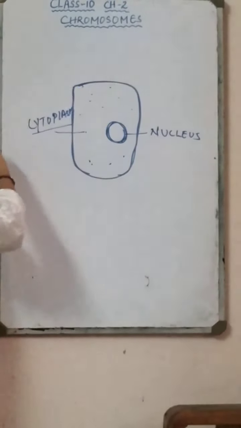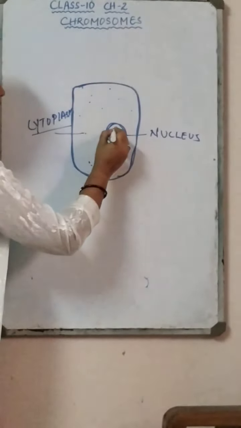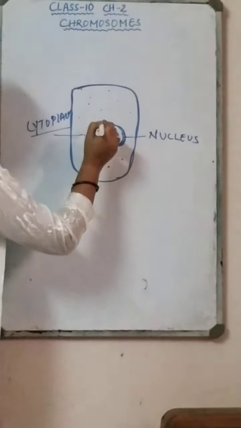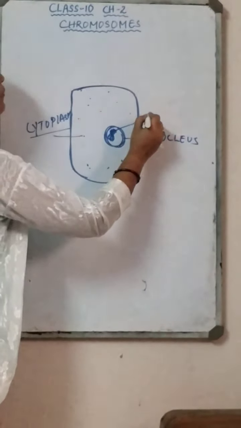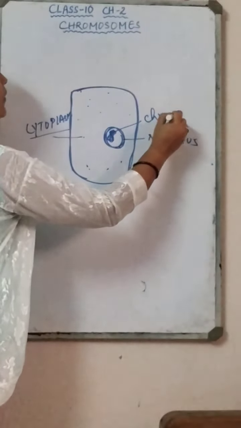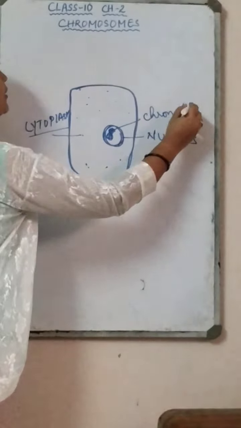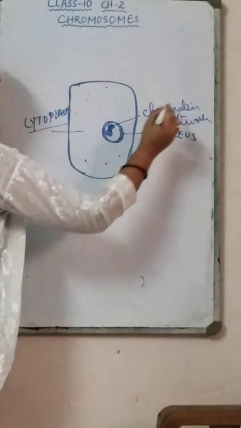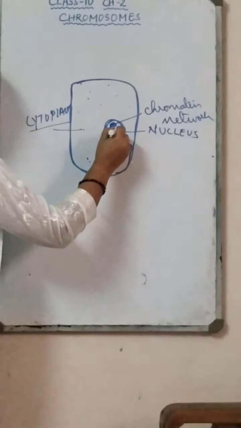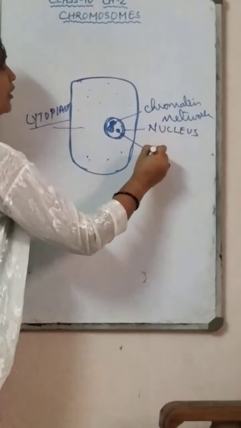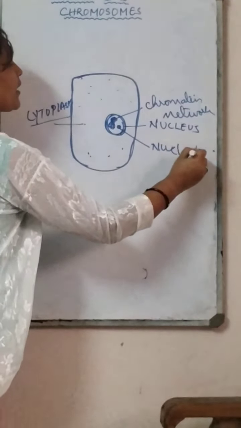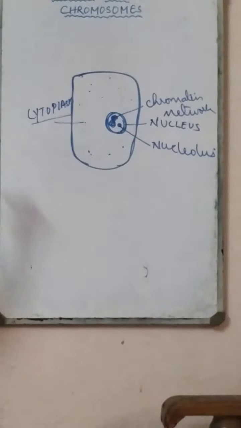Now, we have to discuss the chromosome. So where are these chromosomes present? Chromosomes are present inside the nucleus in the form of thread-like structures called chromatin fiber or chromatin network. Either chromatin fiber or chromatin network. And another dark spotted body inside the nucleus is called the nucleolus.